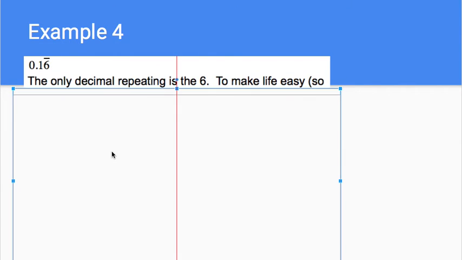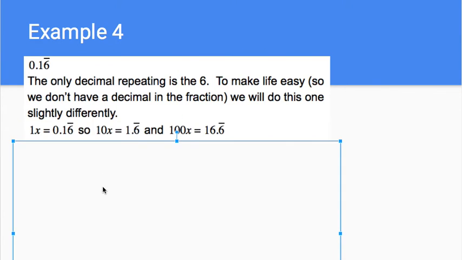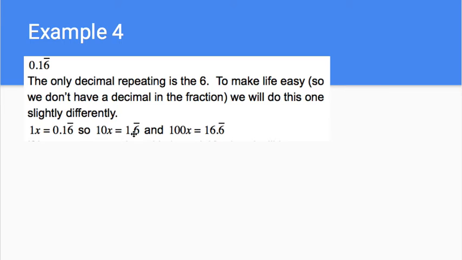Okay, one more. So in this example, 0.16 repeating, where the only number repeating is the 6. Now this one is going to be a little bit trickier because we need to get rid of the 6. So what we're going to do, so that we don't end up with a decimal and a fraction, we're going to do this a little bit differently. 1x is equal to 0.16 repeating. So 10x is going to be 1.6 repeating, and 100x is 16.6 repeating. I'm not going to use the 1x is equal to 0.16 repeating. I don't want to use that.